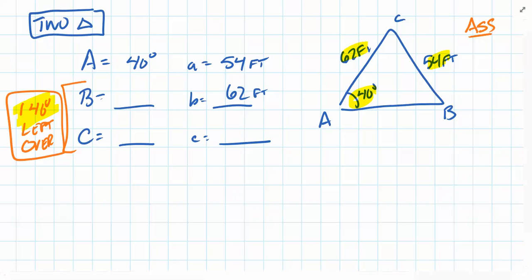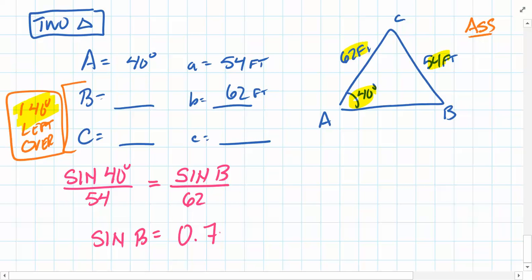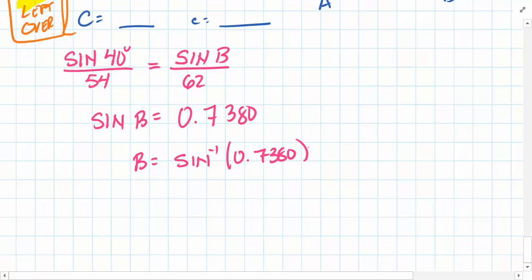The only ratio that I know deals with A, so I'm going to go ahead and use that one. So I'm going to do sine of 40 degrees divided by 54, using the law of sines, equals the sine of angle B divided by 62. Therefore, the sine of B, when I plug this all into the calculator, I get 0.7380. I'm just speeding up the process for you guys, right? So therefore, B is equal to the inverse sine of 0.7380.